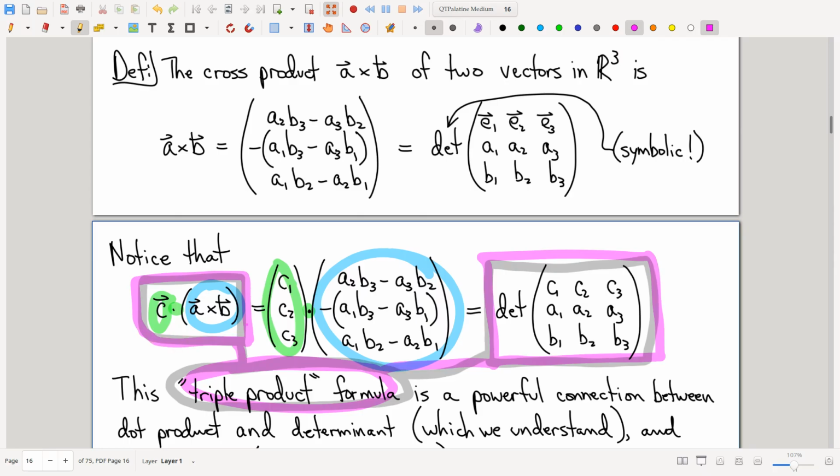That's what we call a triple product. That's just a different way to think about determinants. And by the way, it doesn't mean anything new. Triple product literally means determinant of that 3x3 matrix.